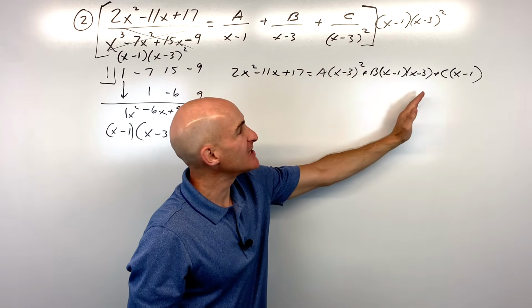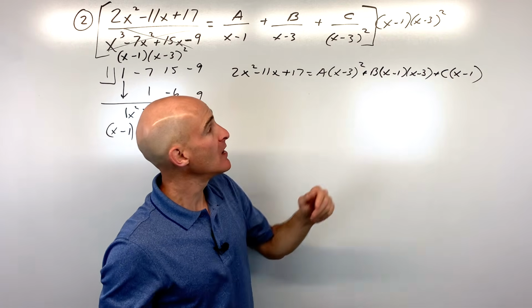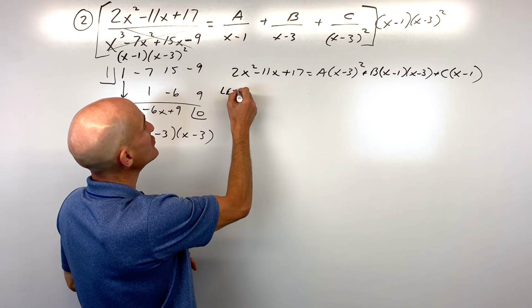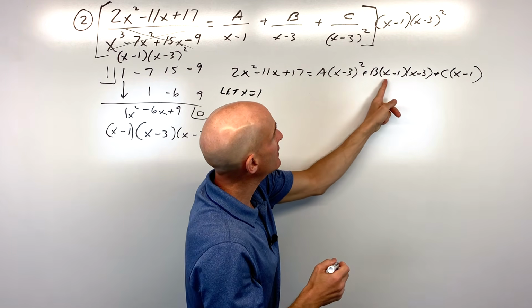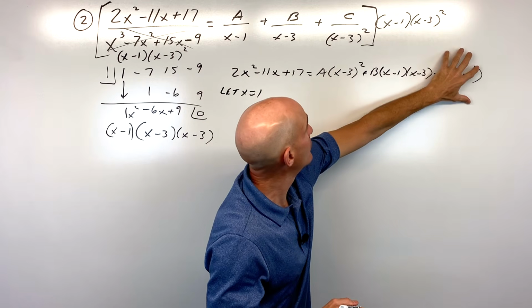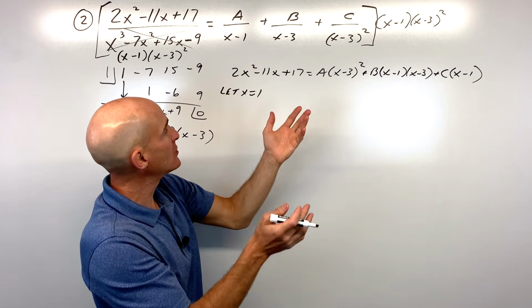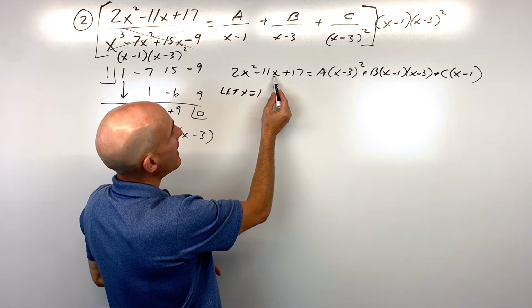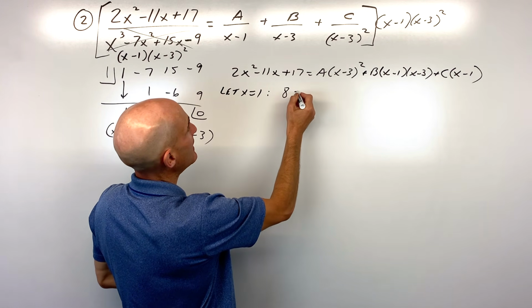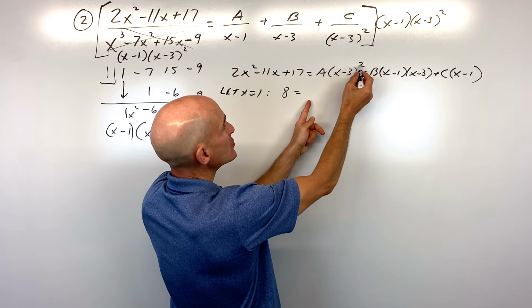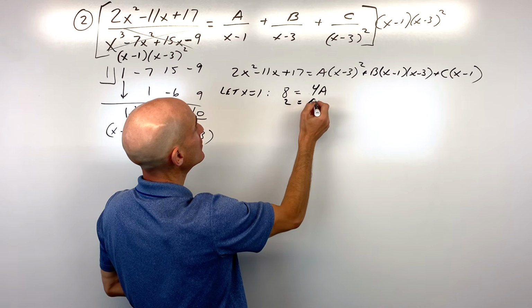We're going to be picking strategic values of x to eliminate some of these terms, so it allows us to solve for either A, B, or C. Now, a good first step here is let's let x equal 1. If we let x equal 1, that's going to make this whole group equal to 0, which is going to allow us to solve for A. If we put 1 in for x, make sure you put it into both sides of the equation, you're going to get 2 minus 11, which is negative 9, plus 17, which is 8. So we have 8 equals 1 minus 3, which is negative 2 squared, which is 4. So we get 4A, and we said that these terms canceled, so you can see that A is equal to 2.